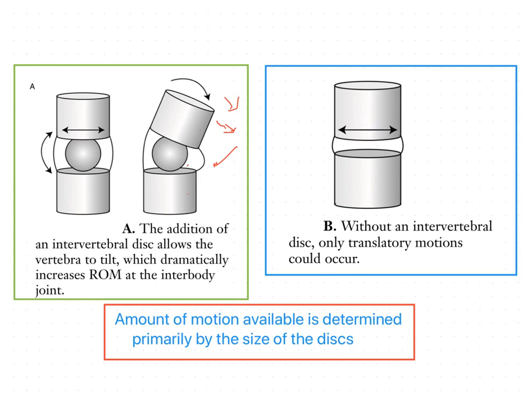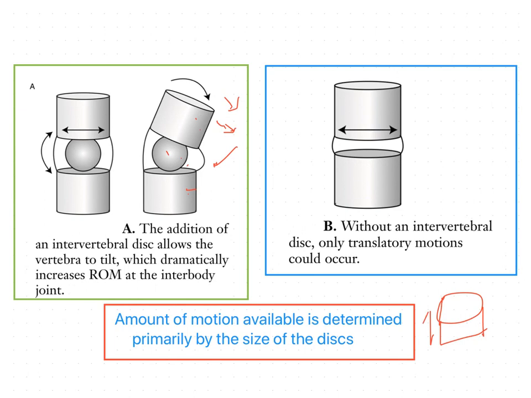Here the ball represents the disc. If the size or the height of the disc is more, then the tilting of the superior vertebra with respect to the adjacent vertebra is also more. For example, if you take a disc, this is the disc.